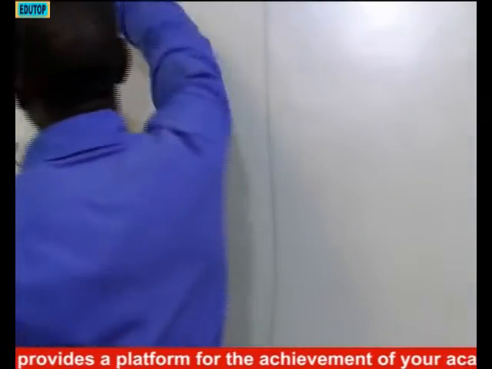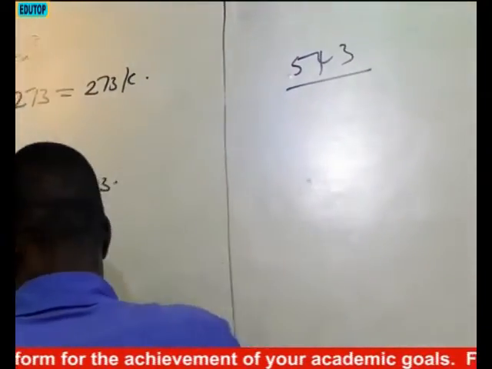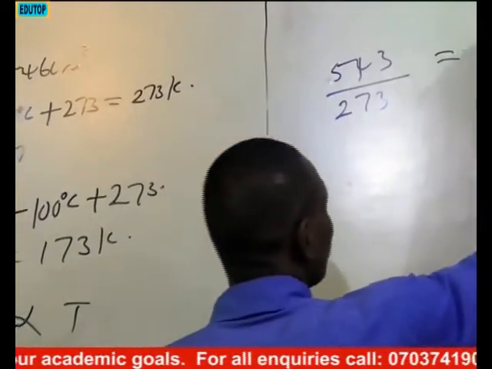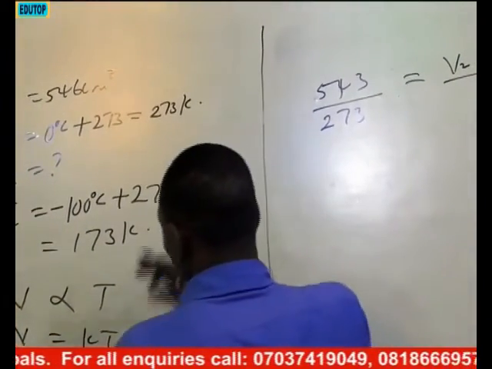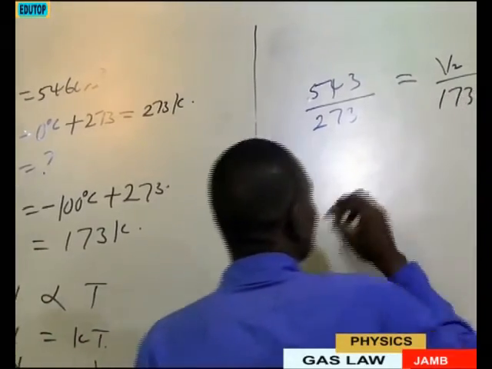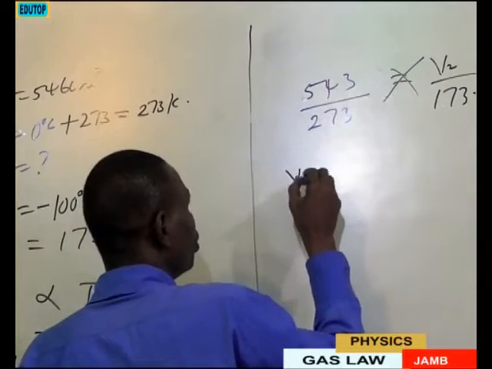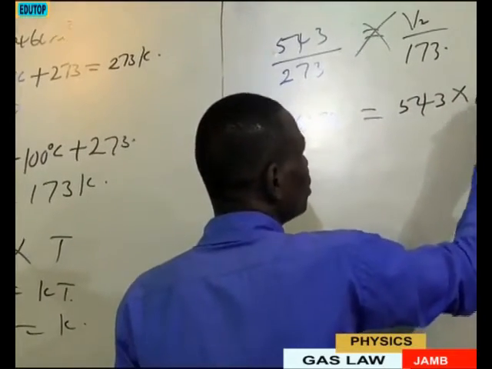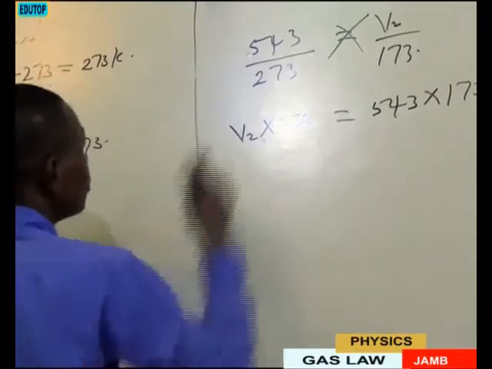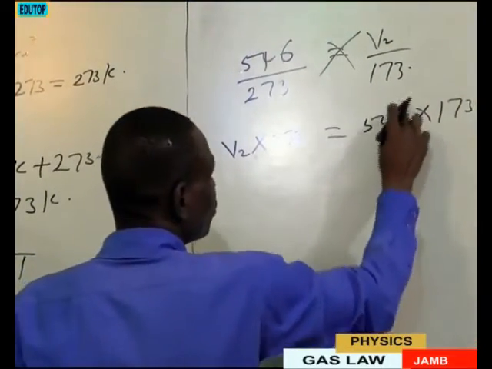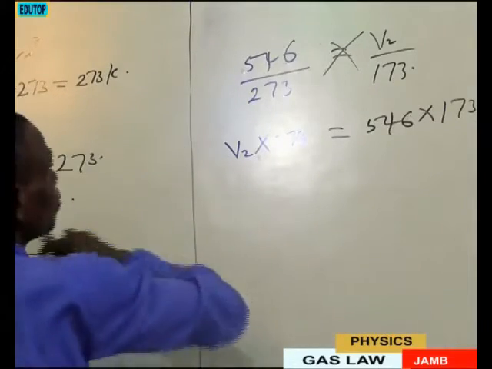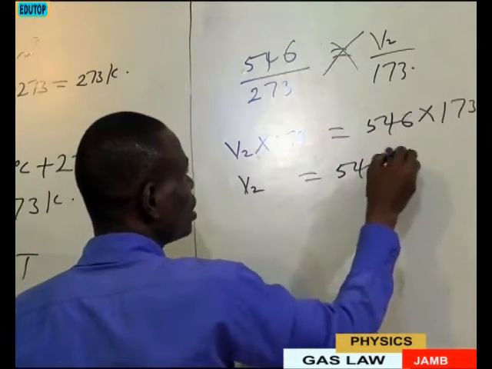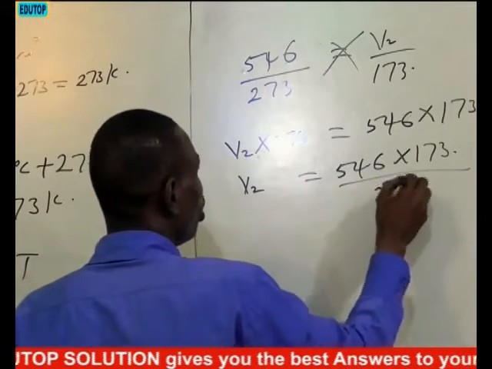For V1, 546, and for T1, 273. Then for V2, that's what we are looking for. For T2, we are going to have 173. Cross multiply, so that V2 times 273 will be equal to 546 times 173. Then V2 will be equal to 546 times 173 divided by 273.